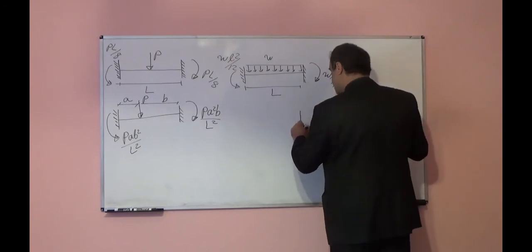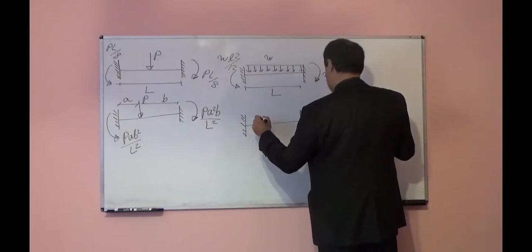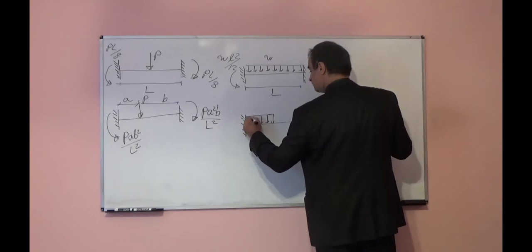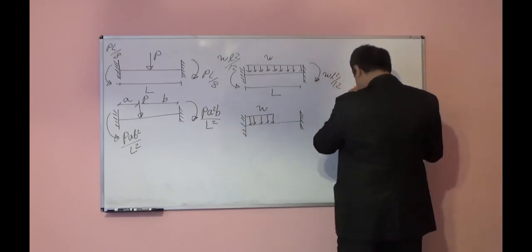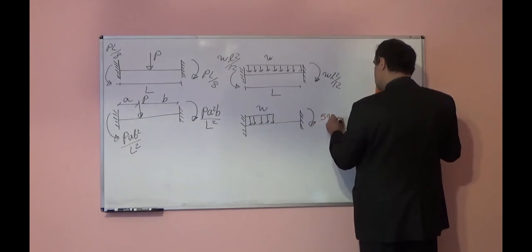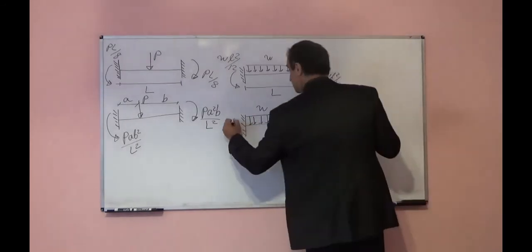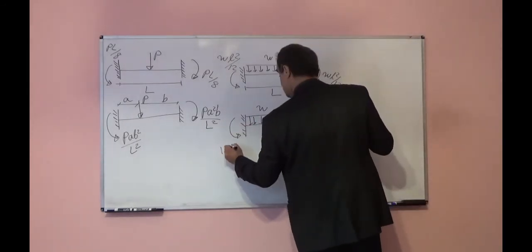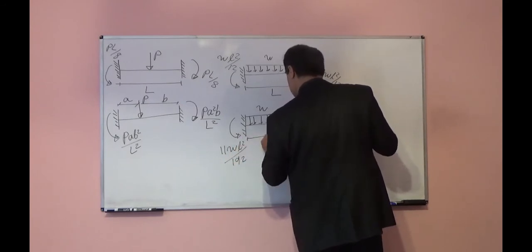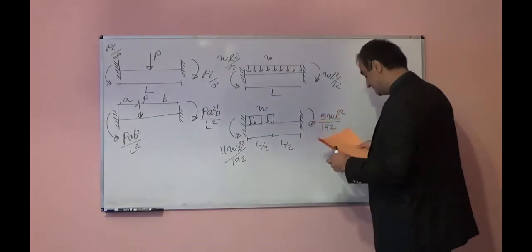If we have a distributed load only on half of the beam, like this, in that case, this will be 5 W L squared over 192. This will be 11 W L squared over 192. And this is L over 2, L over 2.